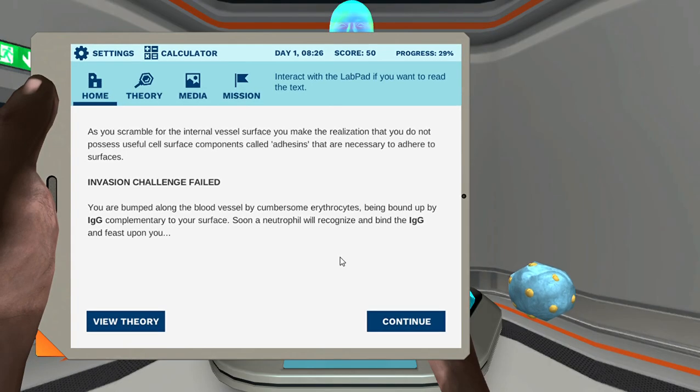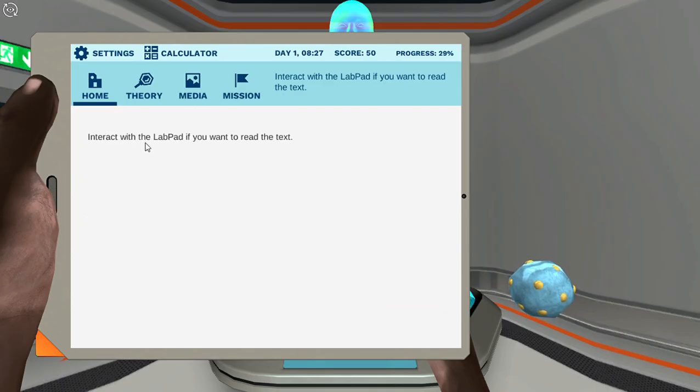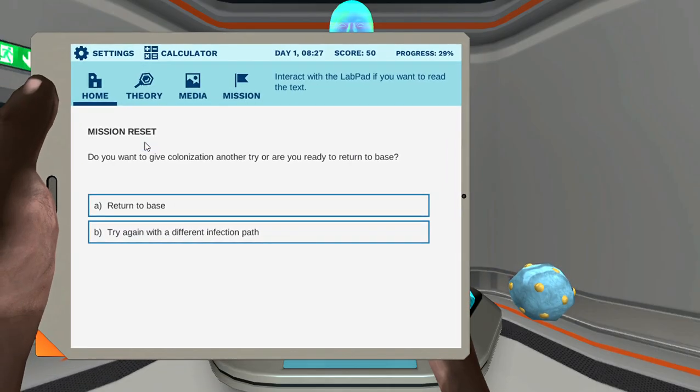As you scramble for the internal vessel surface, you make the realization that you do not possess useful cell surface components called adhesins that are necessary to adhere to surfaces. Invasion challenge failed. You are bumped along the blood vessel. Mission reset. Do you want to give colonization another try, or are you ready to return to base?